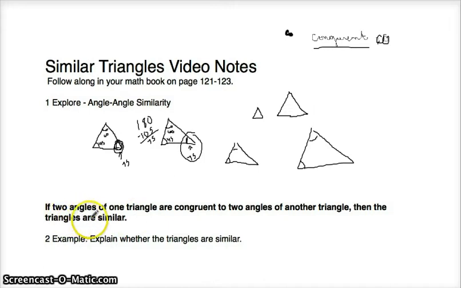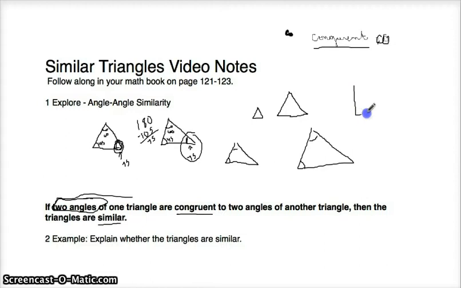It says if two angles of one triangle are congruent, meaning equal, to two angles of another triangle, then the triangles are similar. And this is called the angle-angle similarity postulate. Get it? Angle-angle, it's for two angles of a triangle. So if two angles of a triangle are congruent to two angles of another triangle, then the triangles are similar.